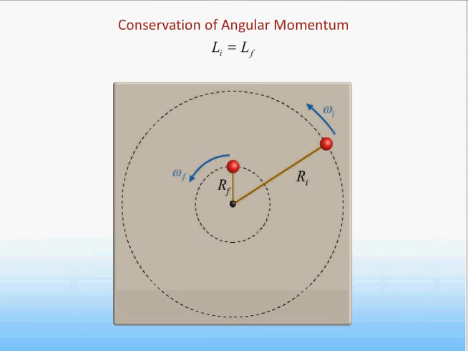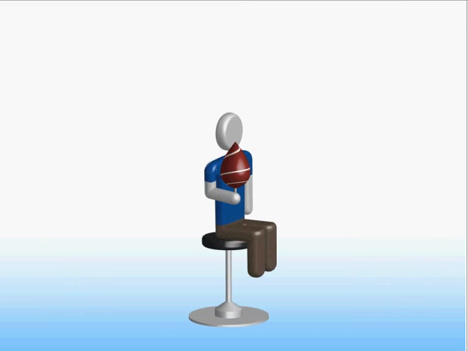To this point, the examples we have done to illustrate the conservation of angular momentum have only required consideration of the magnitude of the angular momentum. We will now consider an example in which we will need to explicitly deal with the vector nature of angular momentum. Here we see a student sitting on a stool that can rotate freely in the horizontal plane.